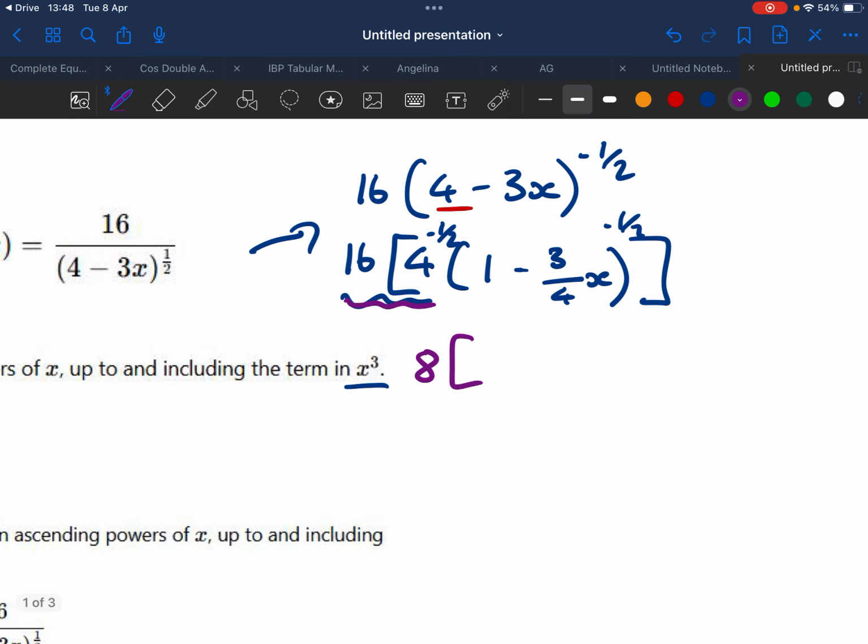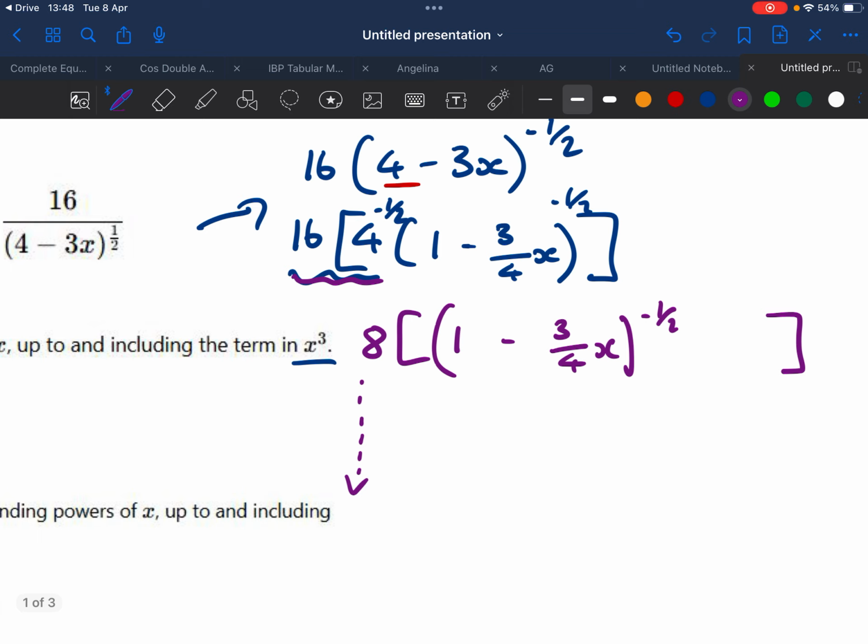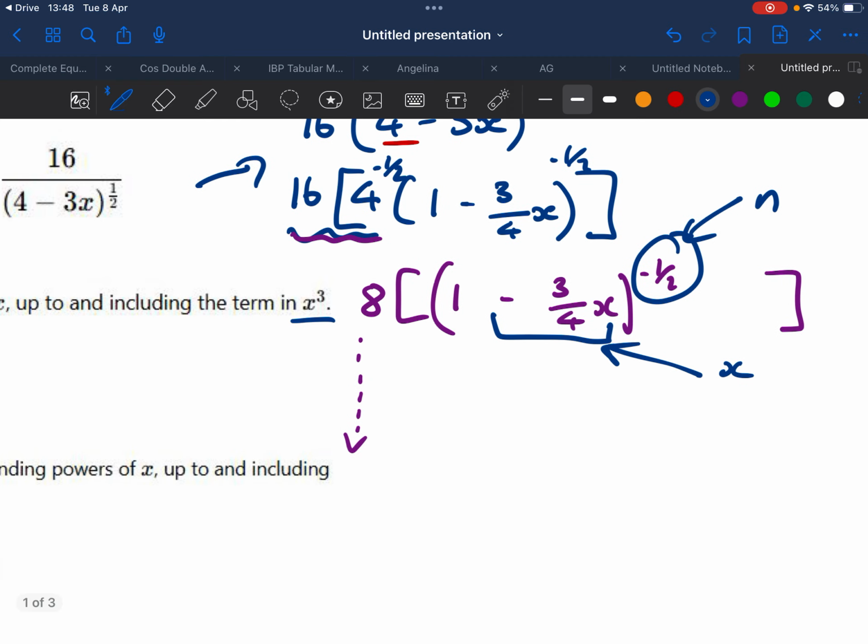And then you'll have the expansion, which is the main part of the question. We'd leave the 8 until the end. We would list out our information. So I'm going to say this is the n value, and this is what's in the position of x in the expansion. We would then do our usual 1 plus nx plus n minus 1 over 2 x squared plus, and we'll have one more.